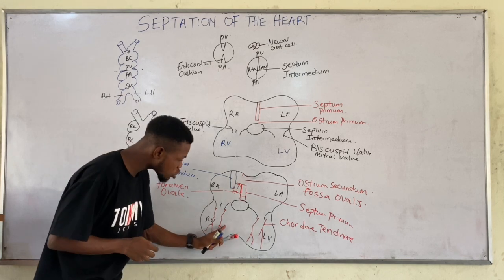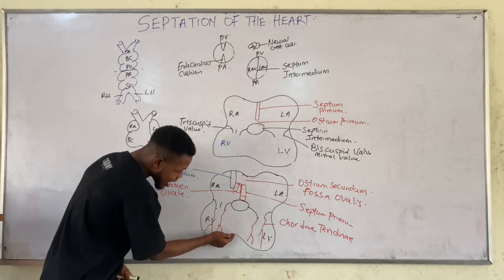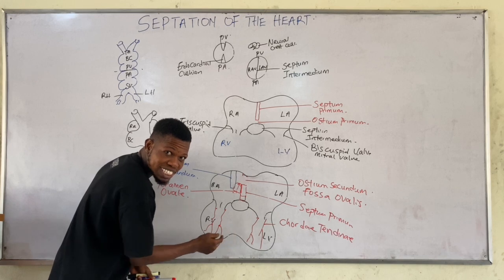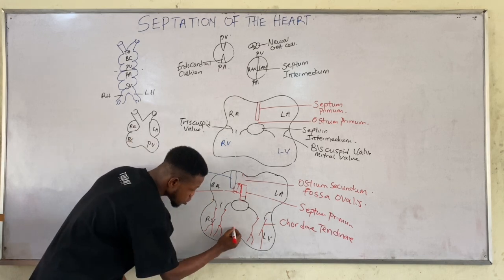So in the septation of the ventricle, what happens is that around the apex of the heart, a tissue goes up. The tissue goes up.